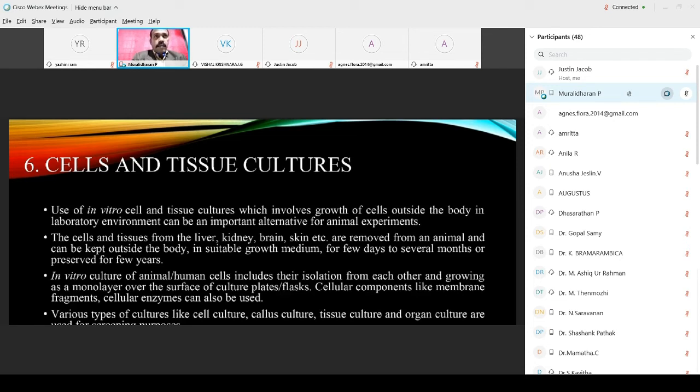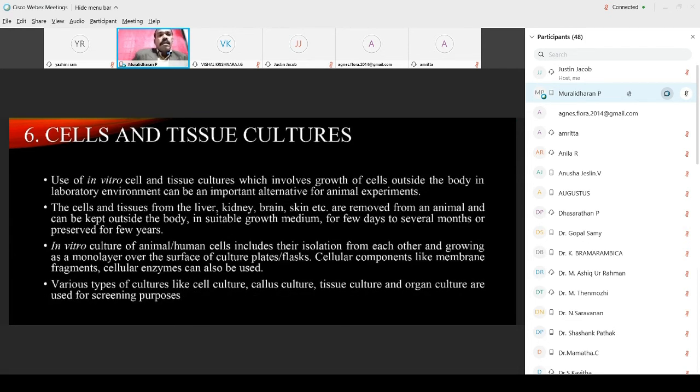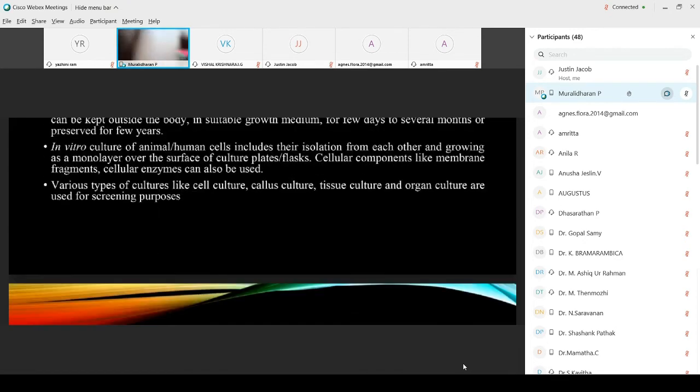So you can grow the same cell in a medium. In vitro culture of animal as well as human cells can also be done by isolating them from each other and growing a monolayer over the surface of culture plates or flasks. And cellular components like membrane fragments and cellular enzymes can also be used. And various types of cultures like cell culture, callus culture, tissue culture and organ cultures are used for screening purposes.